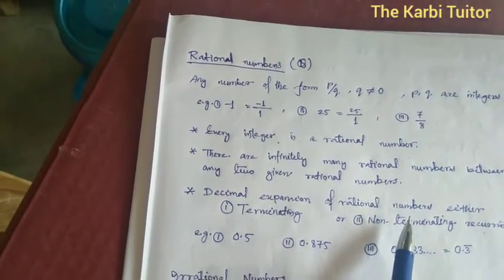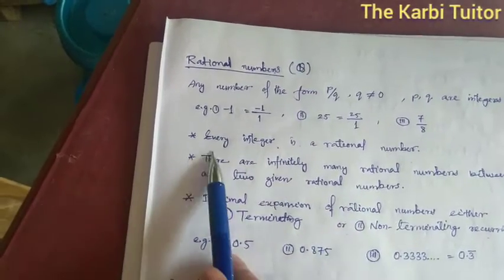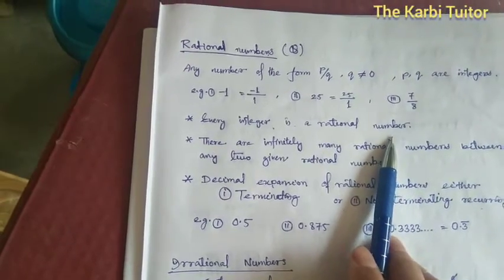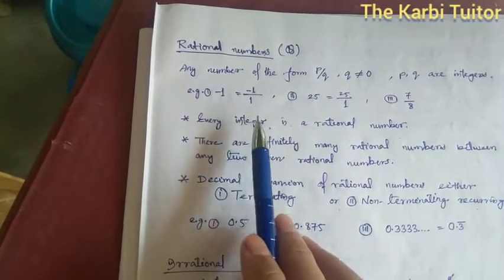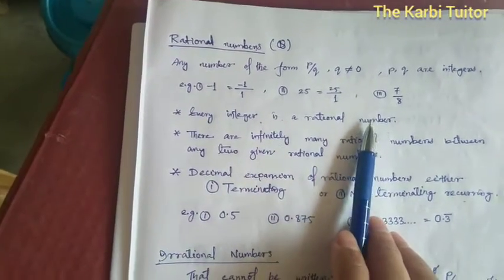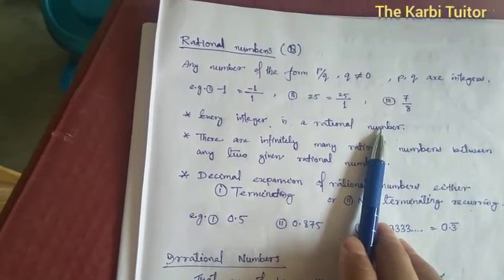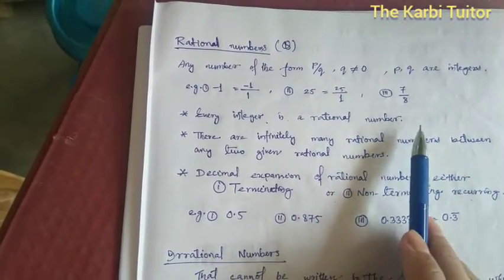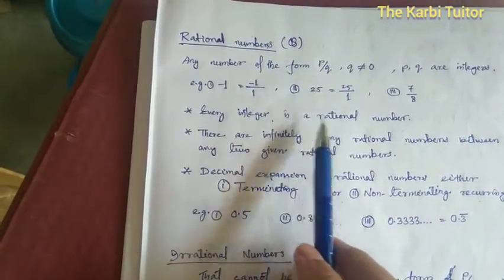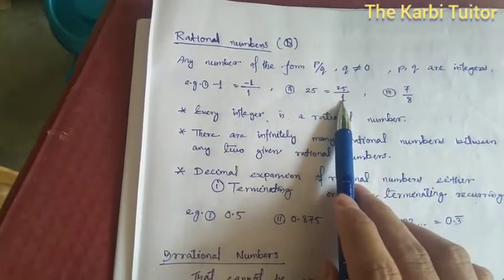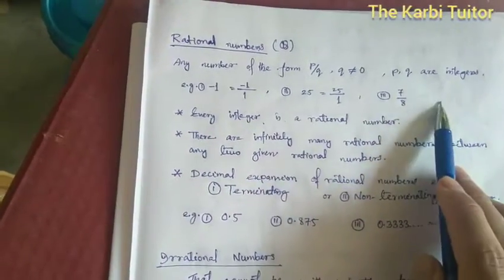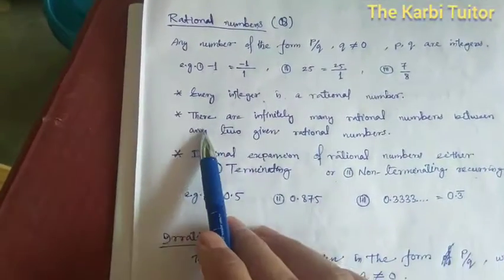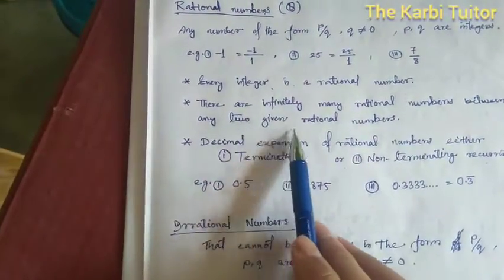Okay, next one. Every integer is a rational number. Integers like minus 1, minus 2, minus 3, 0, 1, 2, 3, 4 are all rational numbers. Suppose 5 is an integer, we can write it as 5 by 1; 6 is an integer, we can write it as 6 by 1. So every integer is a rational number.